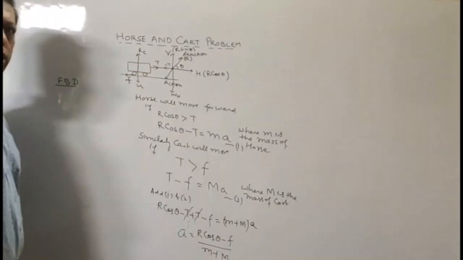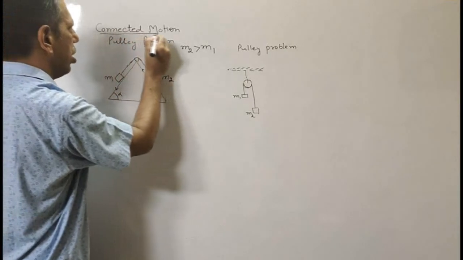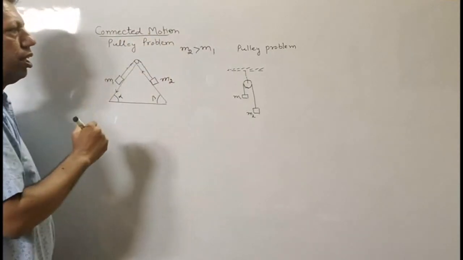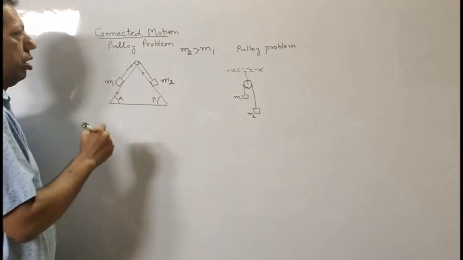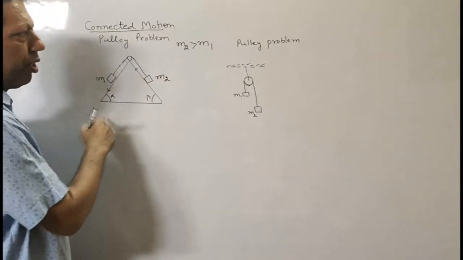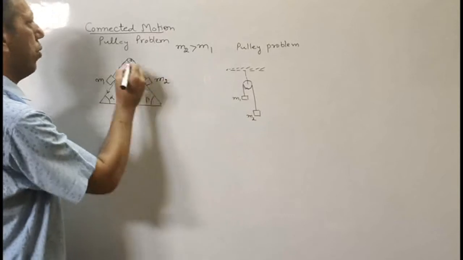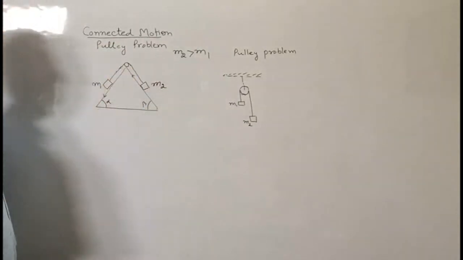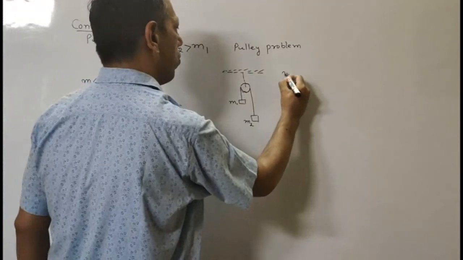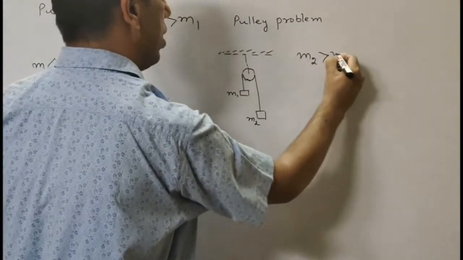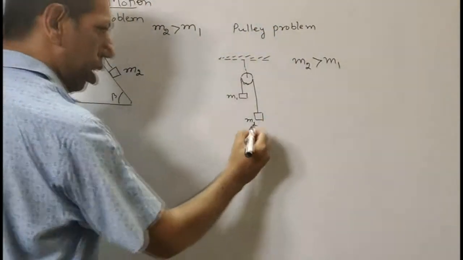Our next topic is connected motion. In this we will study the motion of two bodies connected to each other. It may be on an inclined plane, or it may be through a simple pulley. First we will go for the pulley problem. Let us assume this mass M2 is greater than the mass M1.